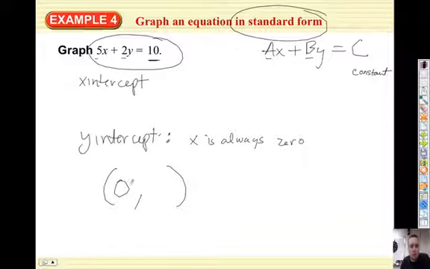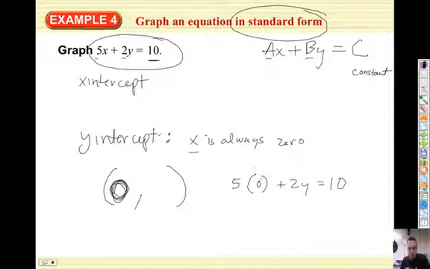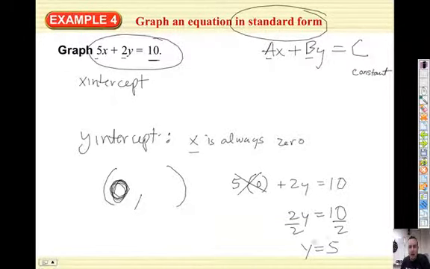All you have to do is this. Plug in 0 for x. Go up here and plug in, we know x is 0. Put in 0 right there. So 5 times x, which is 0, plus 2y equals 10. That's 0. That's nothing. So basically we have 2y equals 10, which means we divide by 2, y equals 5. Now look at this. If x is 0, y is 5.